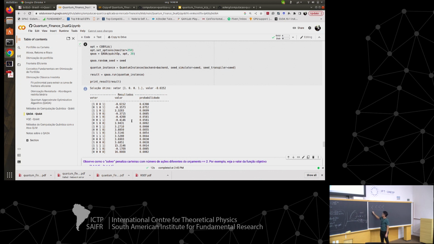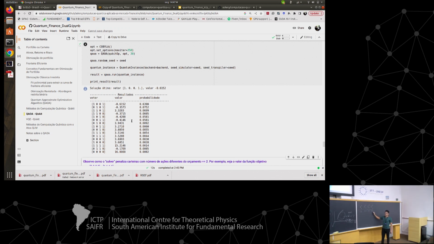This can be that: should I put 0.1? Should I put 0.2? Should I put 0.3 or 0.4? I mean, in the first decimal. And then if you want 0.6, for instance, it can be this and this: 0, 1, 0, 1. It turns out to be a 0.6 fraction of the first stock. So you see, to put the hundredths, you have to double the number of qubits.